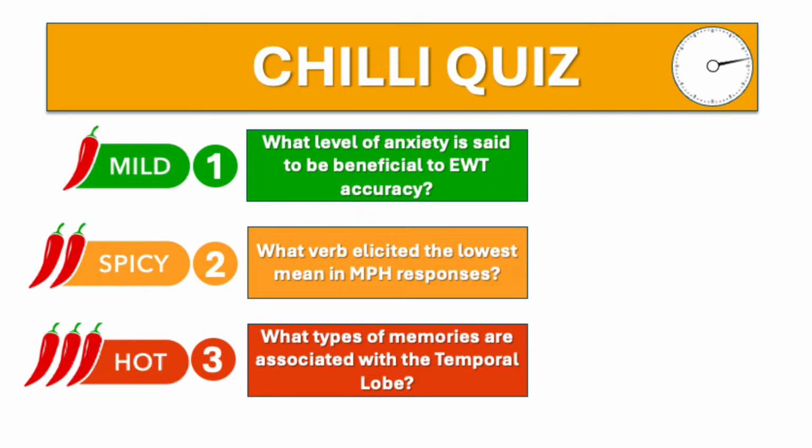Might be an idea for you all to write all the answers down first and then press enter into the chat box, because some of us might not be doing it in the same order as each other. So a lot of you have put moderate for question 1, which is great. That is correct, it is moderate. So number 2, it's just one verb. Which verb was it that elicited the lowest mile per hour responses? That's what I want to know.